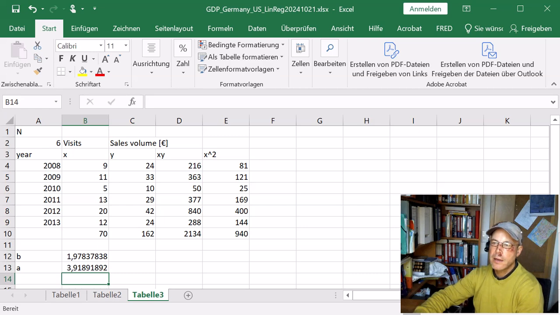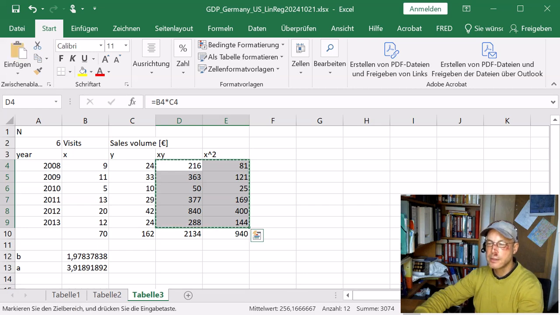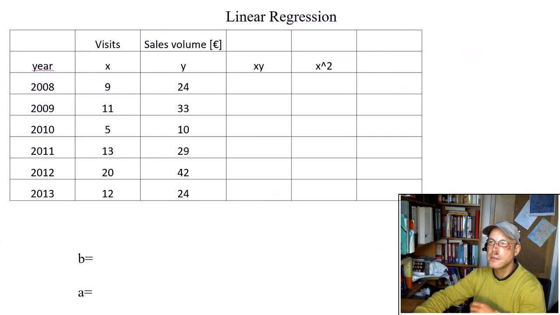And then we have our regression line. So let's fit in this data here. I think this I easily can do.